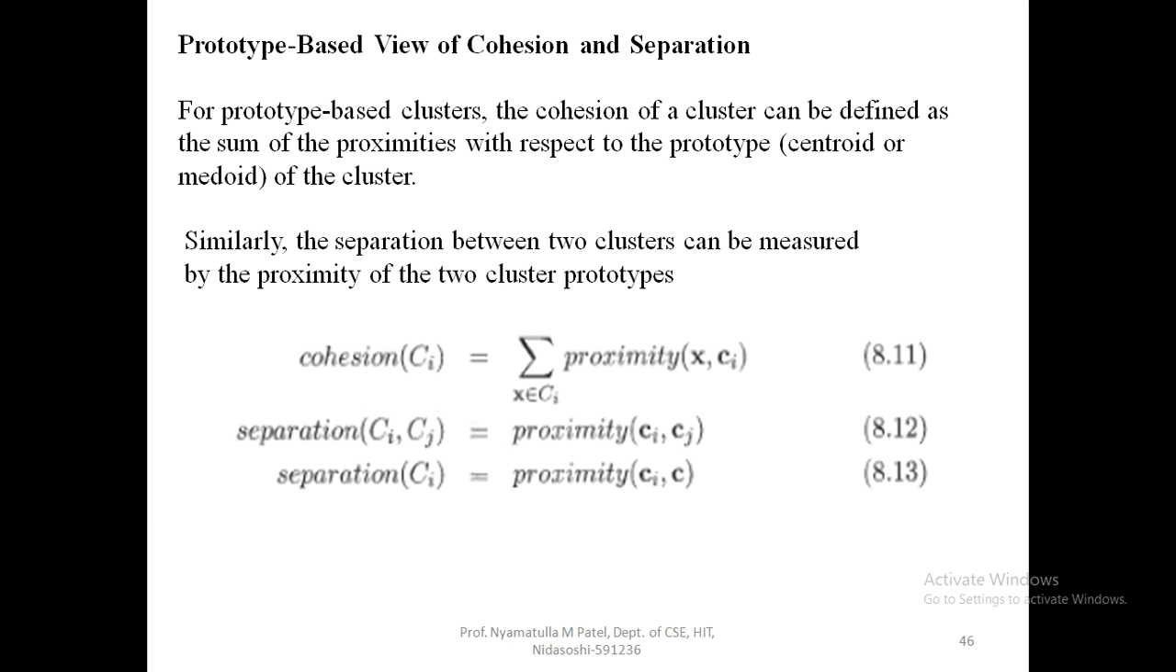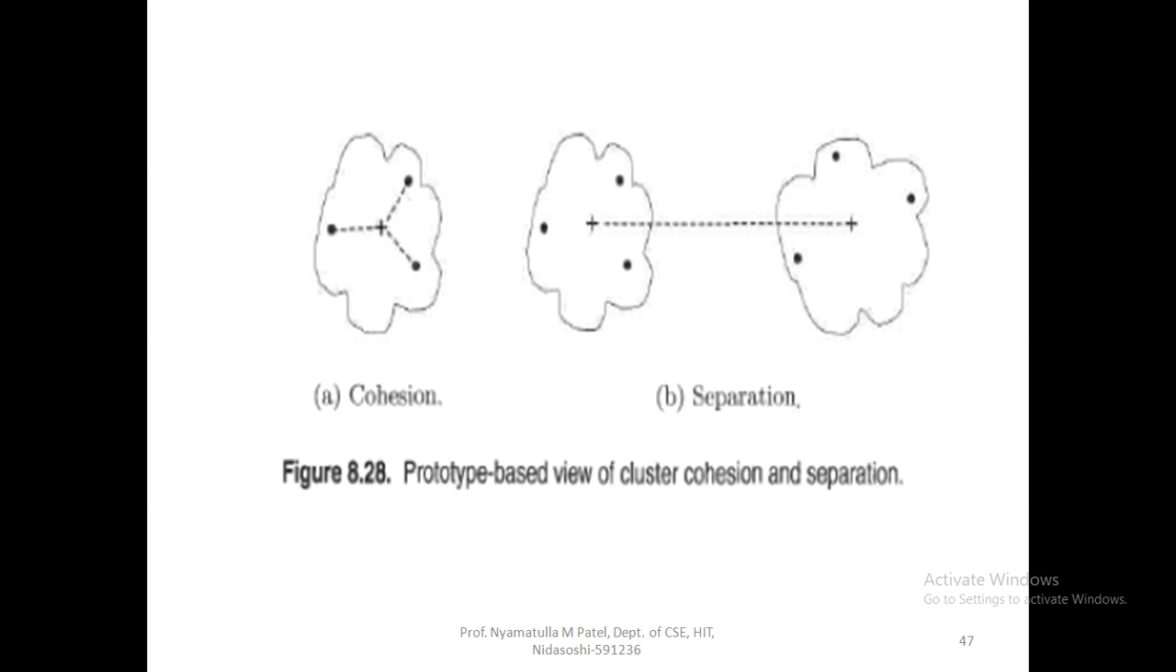We are not considering summation, we are just considering the proximity, that is, how different two clusters are, or how near or how far the two clusters Ci and Cj are. And separation of Ci is equal to proximity(ci, c). Okay, so this is the prototype view of cohesion and separation.